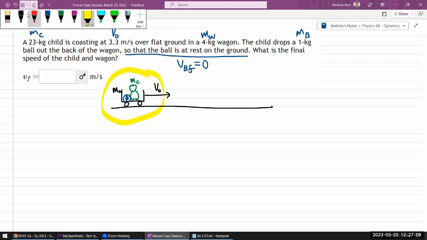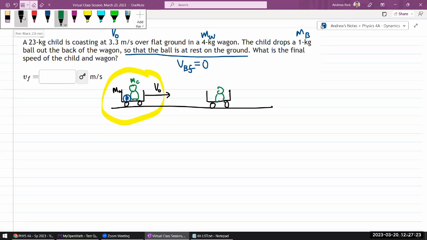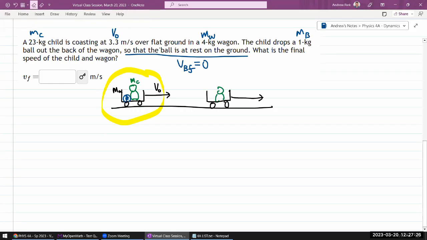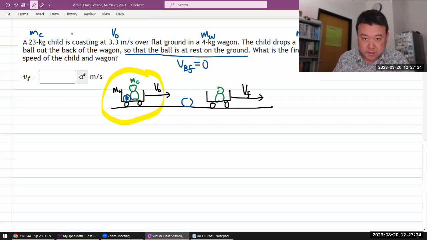And at some later time, this is the situation we are going to end up with. The cart and the child will be traveling together still at some speed v final that we are going to want to solve for. And the child has caused the ball to go out of the wagon. And this is the part that surprised me. That speed of this ball is 0.